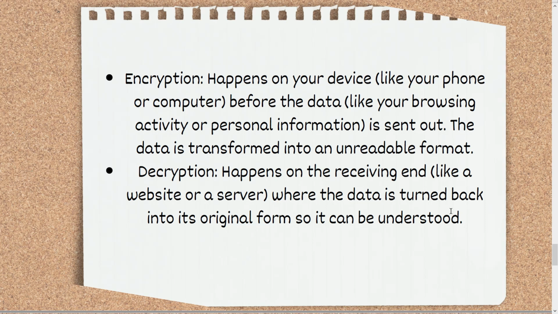Encryption happens on your device. It could be a phone or your computer. Before that data is sent out, it could be your browsing activity, personal information, anything you're sending over the internet, including accessing a link. Let's say you're accessing Twitter. That link itself is a message. It is encrypted, put in a way no other person can know.